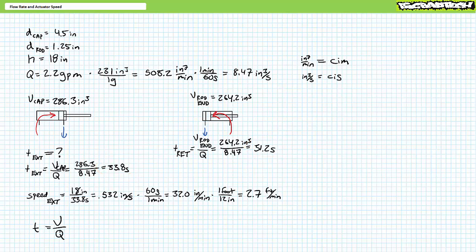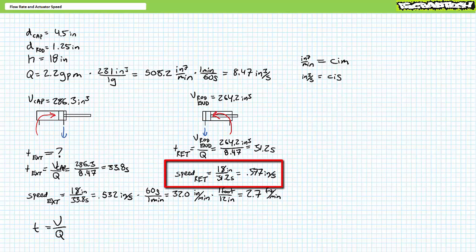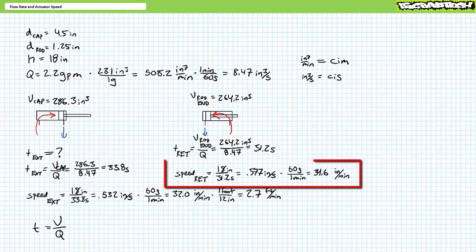Using techniques as previously, one can also calculate retraction speed in either inches per second or feet per minute. Speed is length per time. The rod retracted 18 inches in 31.2 seconds, achieving a speed of roughly 0.577 inches per second. To convert this quantity to feet per minute necessitates a chain of conversion. First change inches per second to inches per minute, then inches per minute to feet per minute. To do so, one multiplies 0.577 inches per second times 60 seconds over 1 minute, such that the unit we don't want, seconds, cancels out, and the unit we do want, minutes, remains.